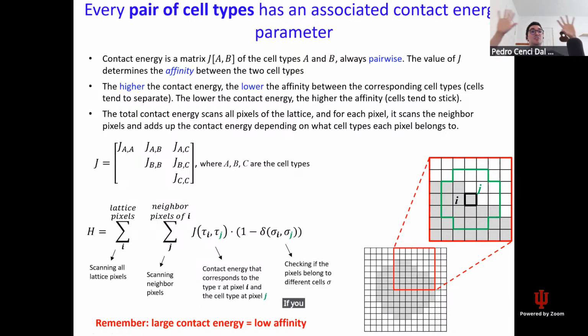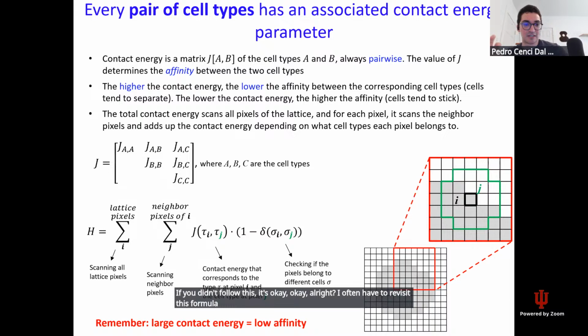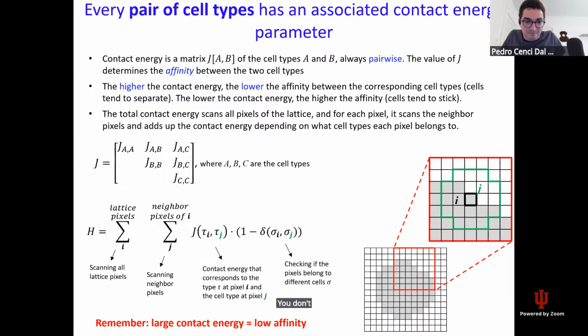If you didn't follow this, it's okay. I often have to revisit this formula to understand what it does. You don't really need to understand the symbols. You just need to remember one thing. Larger contact energy, lower affinity. Lower contact energy, higher affinity. So large contact energy, cells separate. Low contact energy, cells stick together. All good? I hope so, because I don't know if I have a better explanation.